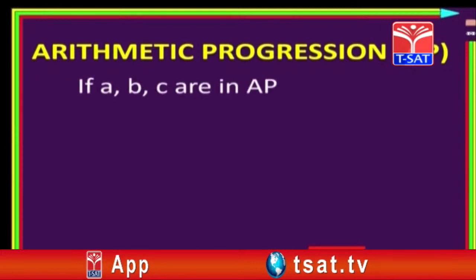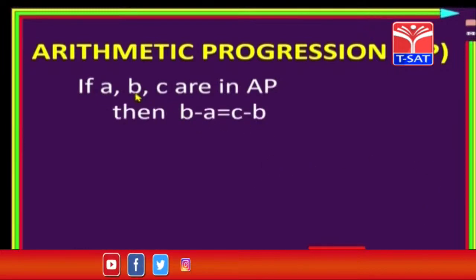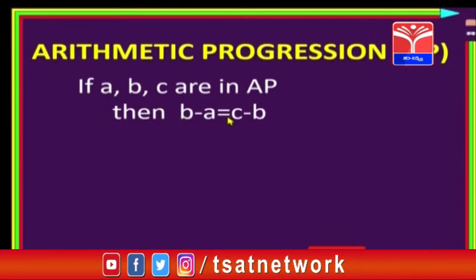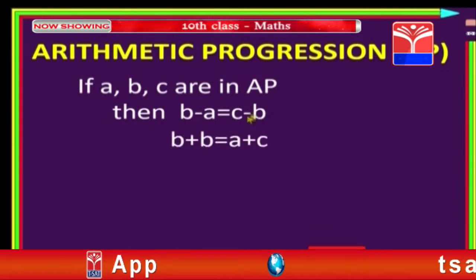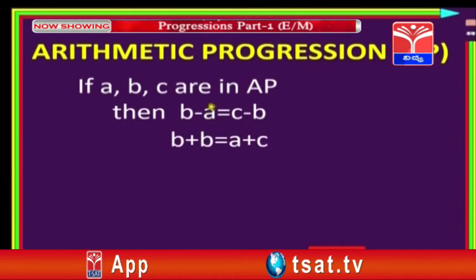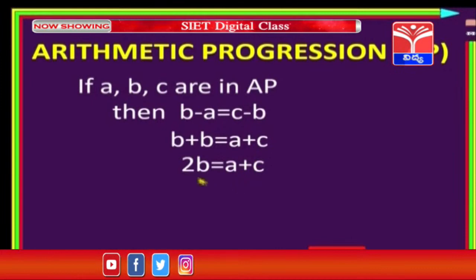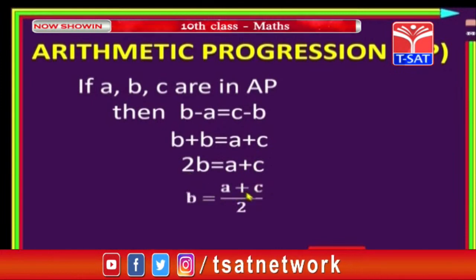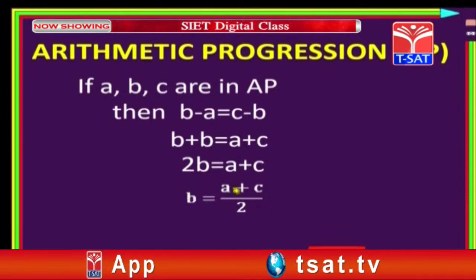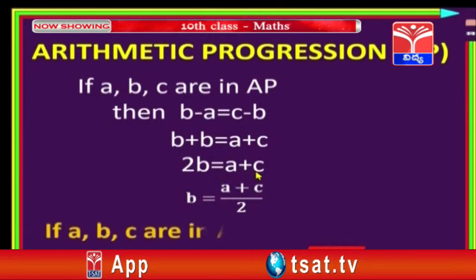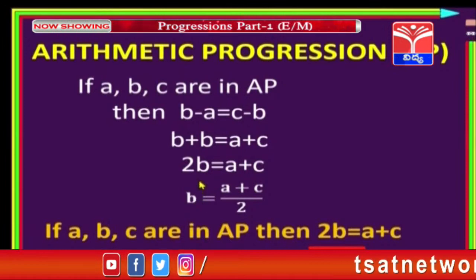What is the relation between a, b, c? If a, b, c are in AP, then the common difference: second term minus first term, that is b minus a, is equal to third term minus second term, that is c minus b. Rearranging the terms, we get b plus b is equal to a plus c. So 2b is equal to a plus c, then b is equal to (a plus c) by 2. So if a, b, c are in AP, then b is equal to (a plus c) by 2, or 2b is equal to a plus c. This is an important relation. Based on this relation we may get some problems in examinations.